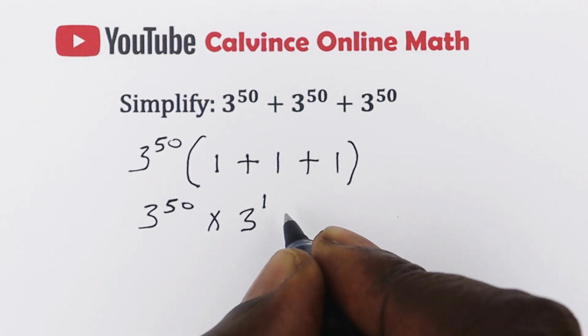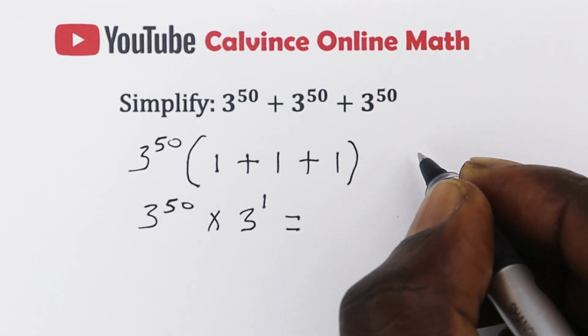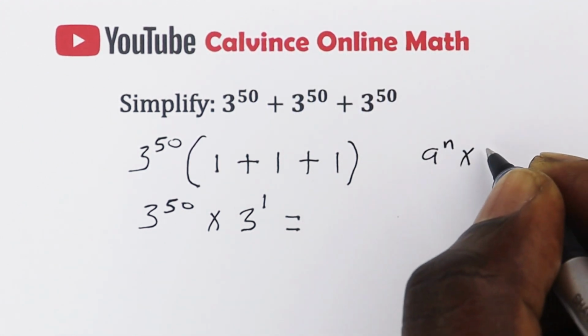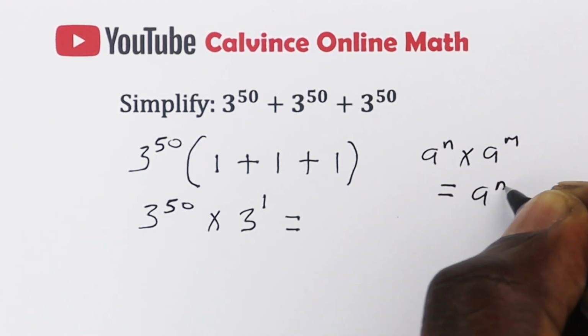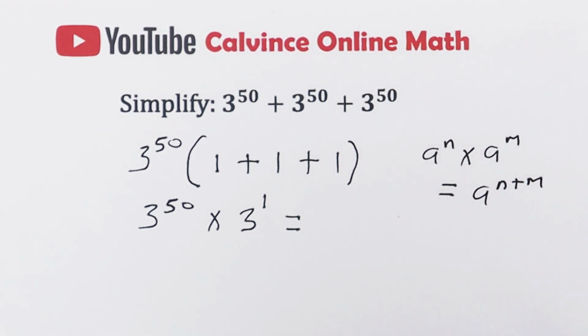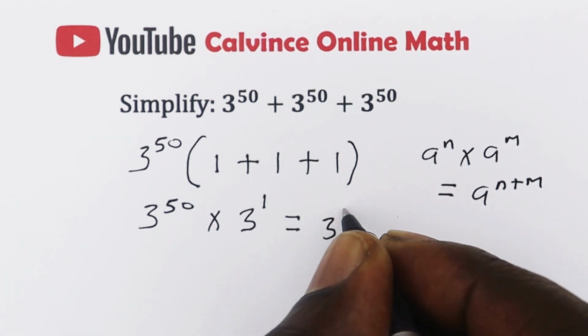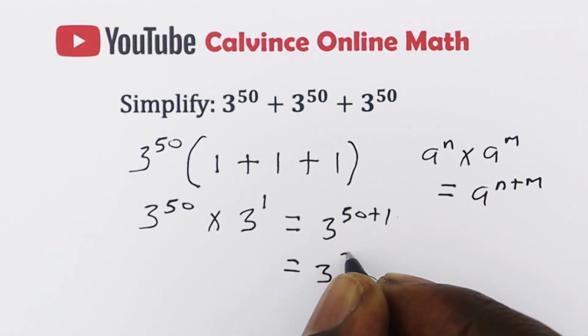So now you just need to use the first law of indices that says that if you have a number a raised to the power n and you're multiplying that by a number a raised to the power m, then that is the same as a raised to the power the sum of the two. So this is going to be the same as 3 raised to the power 50 plus 1, which is just 3 raised to the power 51.